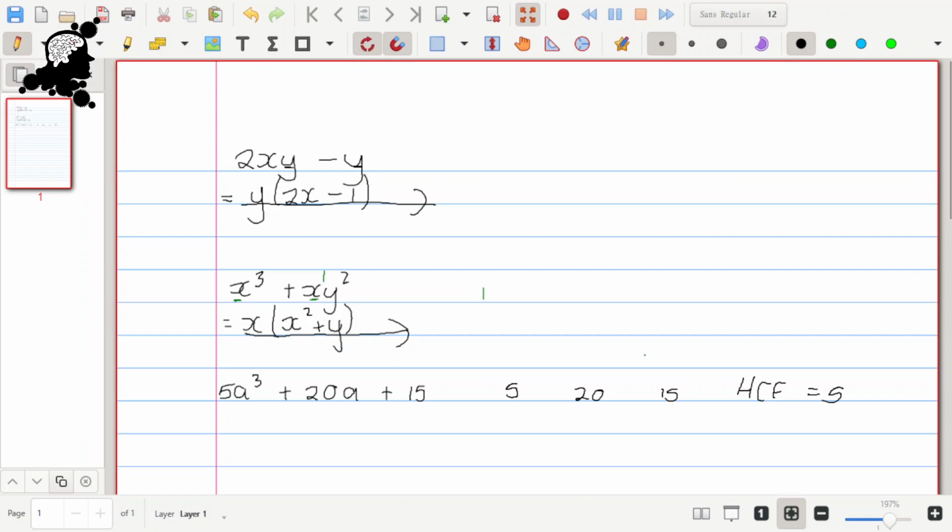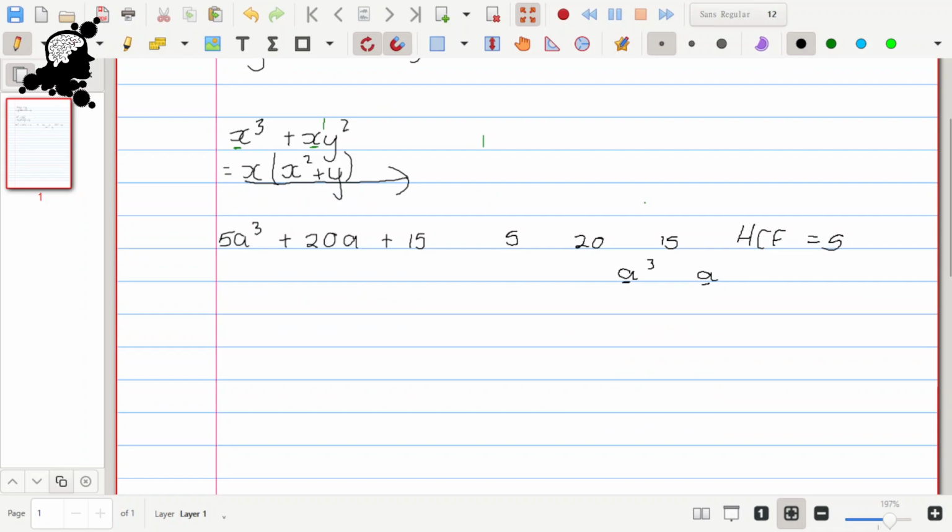Let's look at the variables. We've got a cubed, we've got a, and then we have no variable. Now, because the variable a is not present in all of the terms, I'm not going to take it as a part of my highest common factor. I only take the variables or the variable which is present in every term in the expression. So my highest common factor is just going to be 5.